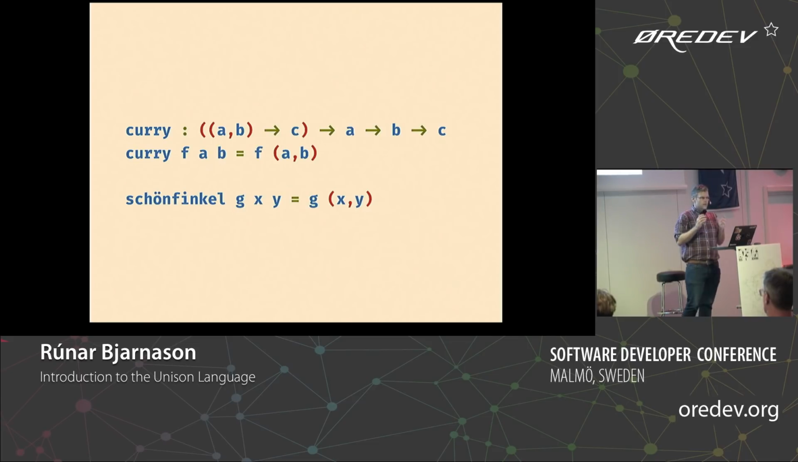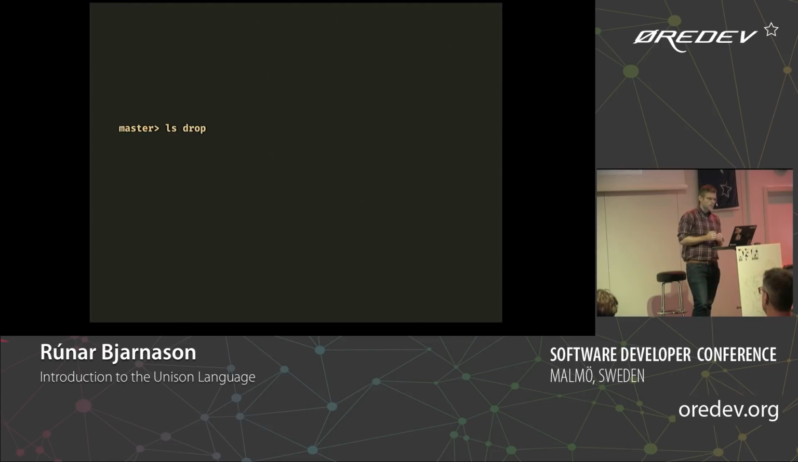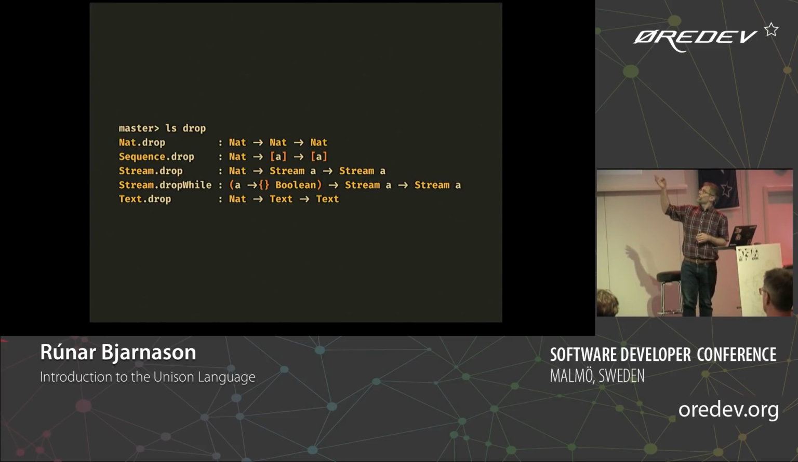Okay, so that implies something. It implies that the Unison code base is not a mutable bag of text files on your disk. It is an immutable structured object. It's like a purely functional database. And just to show you that real quick, I just captured my screen. So I'm on my master branch on my Unison node, and I say, okay, show me all the things in the code base called drop. And it shows me all the things that are called drop or have drop in the name, and it shows me all the types of those things.